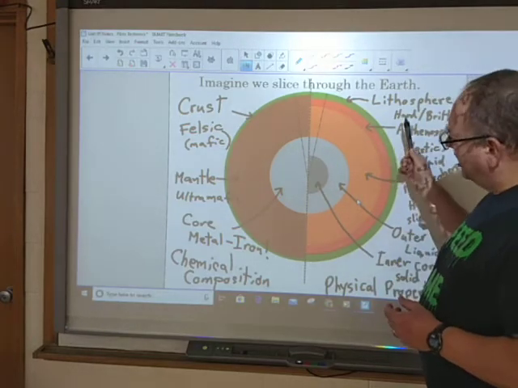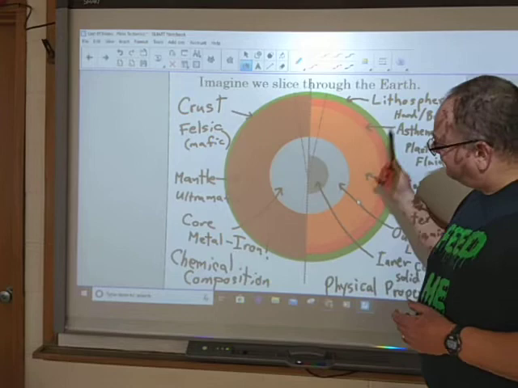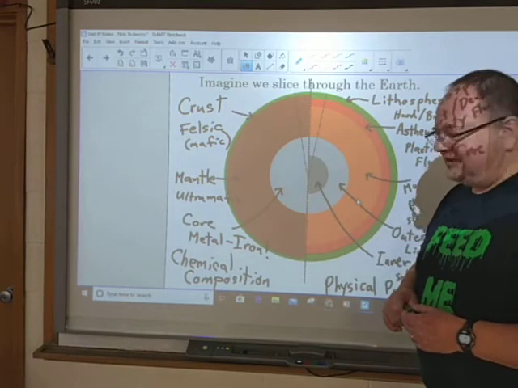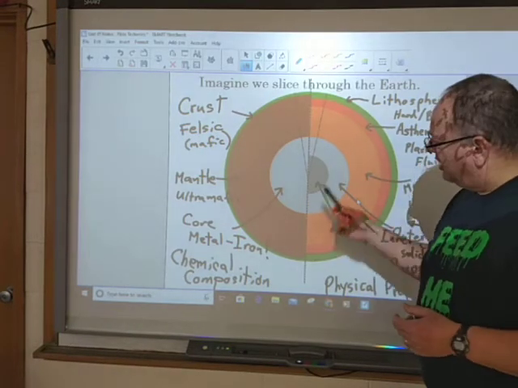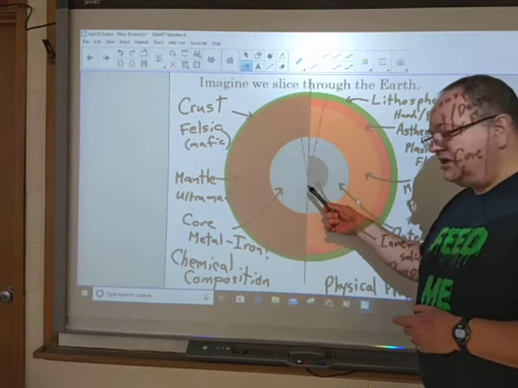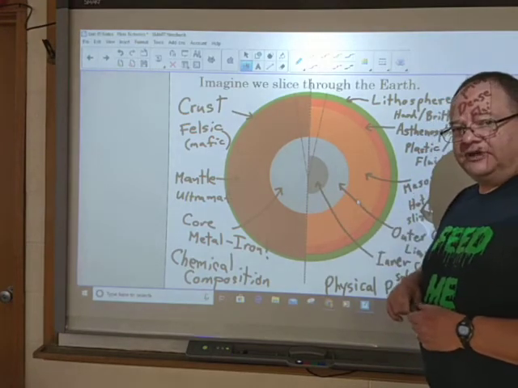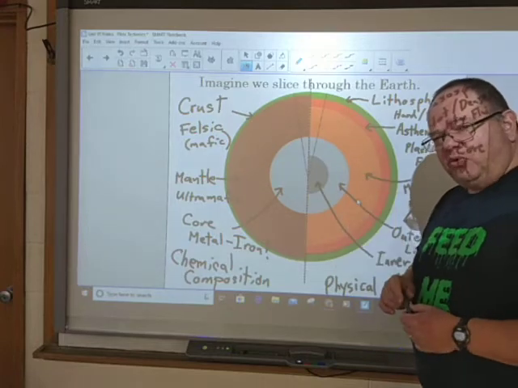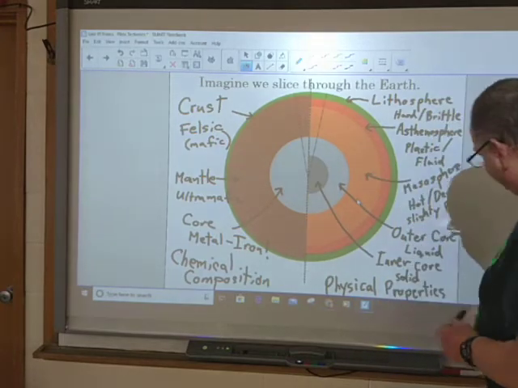Now, as you get into the earth, the further you go, the hotter it gets. And you might be wondering, well, if the hottest part of the earth is the inner core, how come that's a solid, but the part outside of it is melting? And we have to consider pressure when we're talking about that.